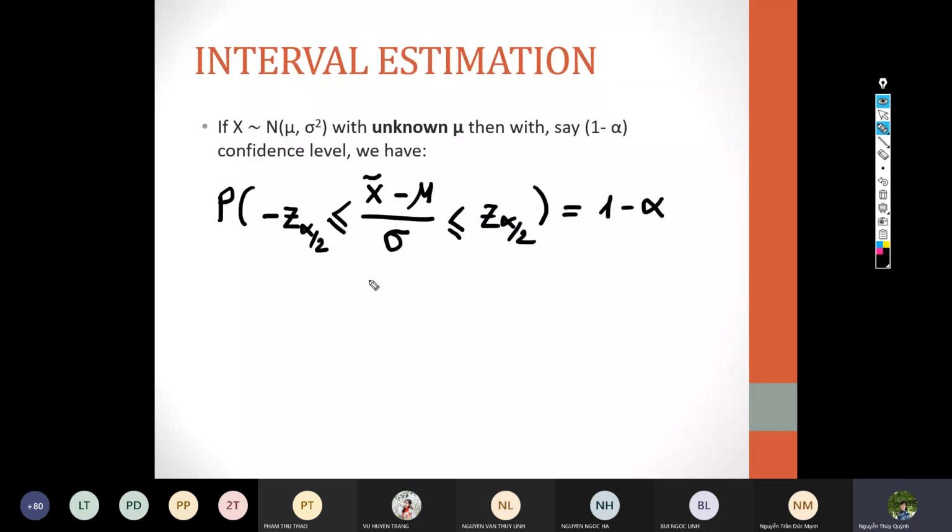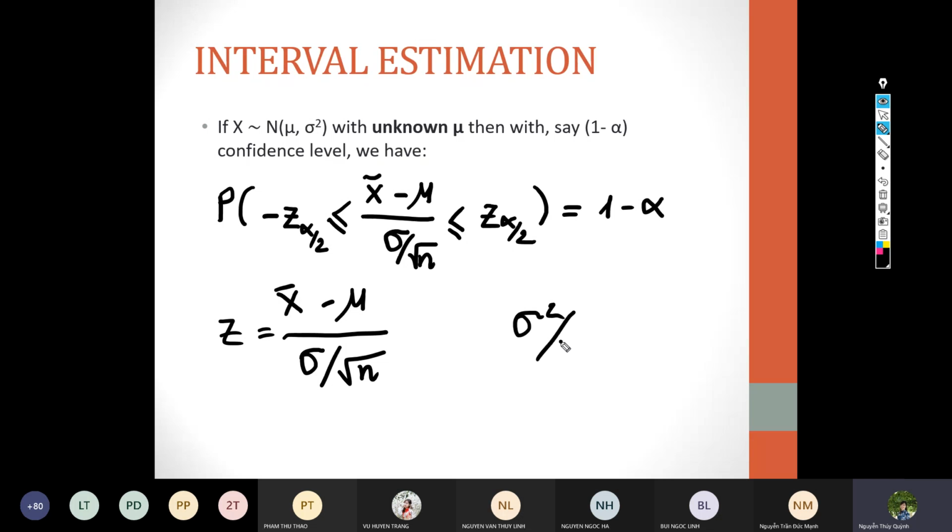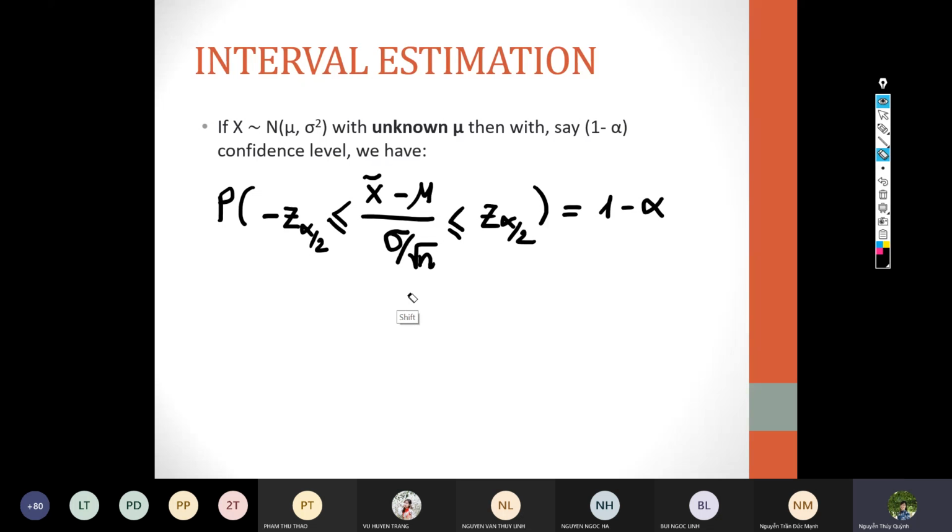All right, we just do some mathematical transformation here. Sorry, this must be z equals x bar minus mu, divided by sigma and divided by the square root of n, because the variance of x bar is sigma squared divided by n.